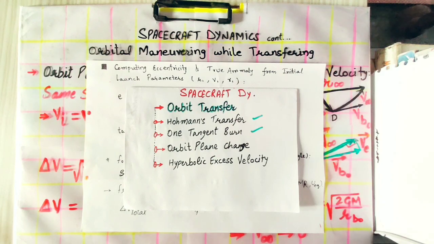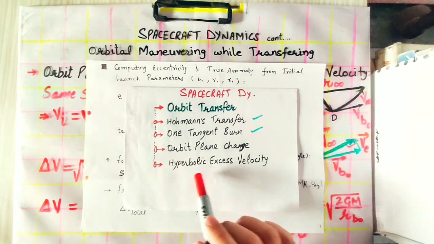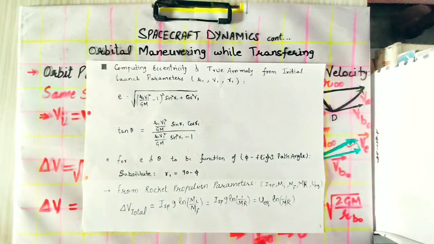Hola amigos, now let's complete the spacecraft dynamics with orbital plane change and hyperbolic excess velocities. These two are the last two topics of this subject. And just before that, we will see that in rocket propulsion we can compute the delta V, the total delta V budget that we computed earlier. Delta V total can be expressed in terms of rocket propulsion parameters as well.